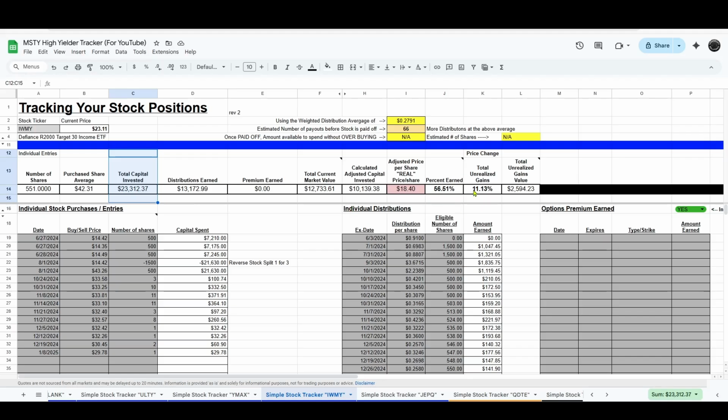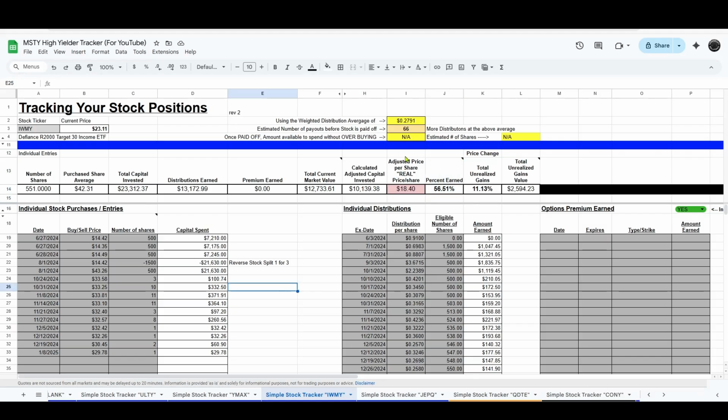And that is the reason why you see this over here. Percent earned is 56%. Because that's how much of my capital I have actually got returned back to me. And yes, I am just getting my capital returned back to me. But in the hopes that once all of it is returned back to me, I then start getting paid money on shares that have been paid for by YieldMax. And that is the key, in my opinion, to these high yield ETFs.